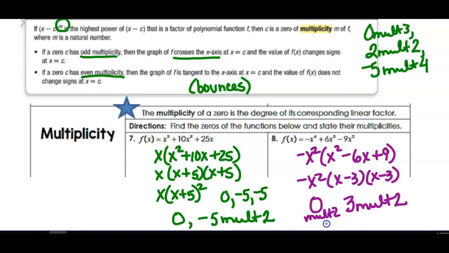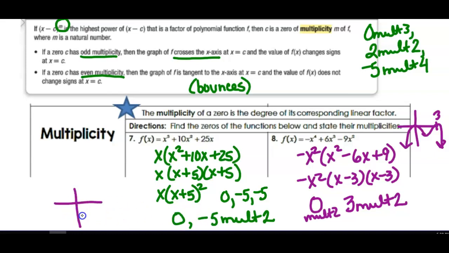Now, when it has an even multiplicity, like both of these did, this graph would bounce at 0. It's coming up from the bottom because it's a -x to the 4th. At 0, it does not actually cross, it comes back down. And then over here at +3, it would come back up and touch and go back down. It would never cross at either 0 or 3. It would all be touching or below the x-axis.